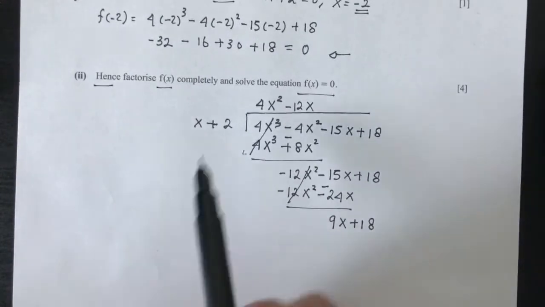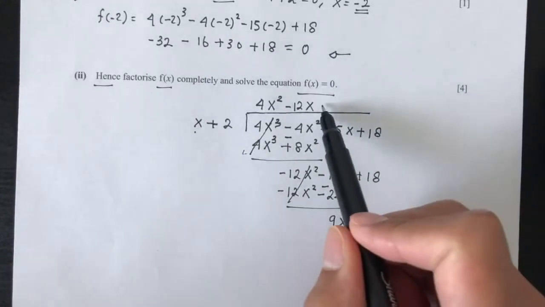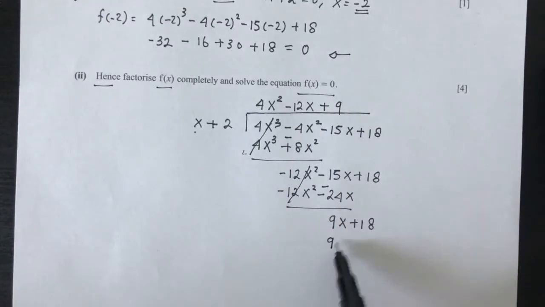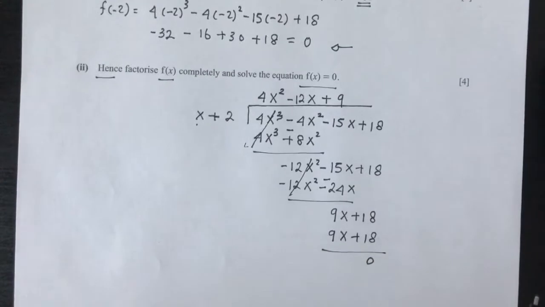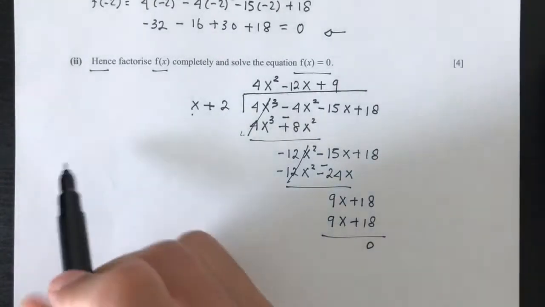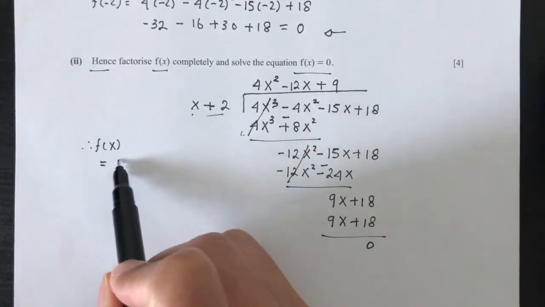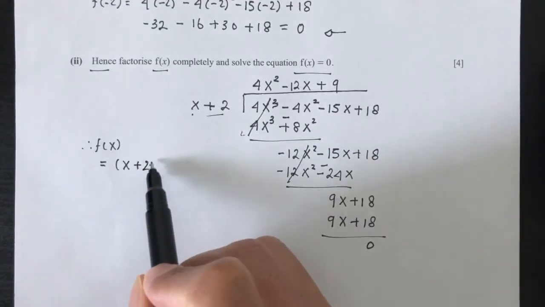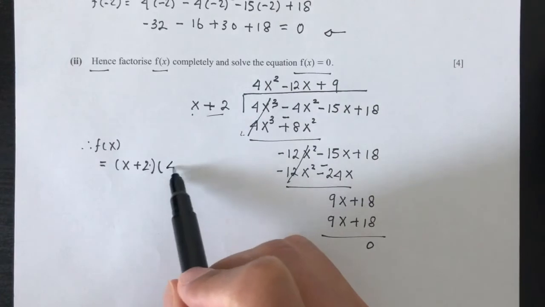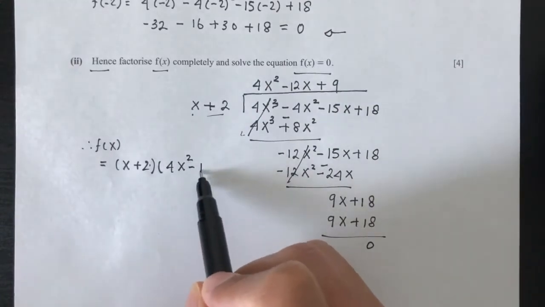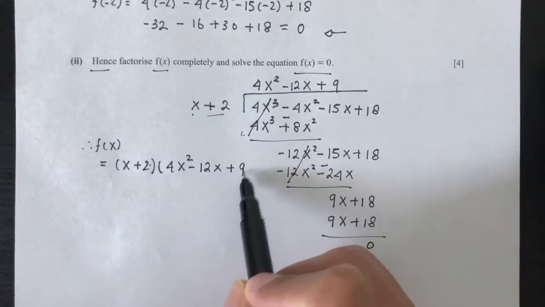Now same question, how can you make x become 9? You have to multiply by plus 9. That will be 9x plus 18, and that should give you 0. So now basically what happens is f of x can be written as x plus 2, multiplied by 4x squared minus 12x plus 9.